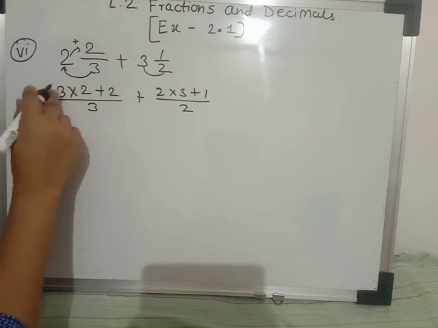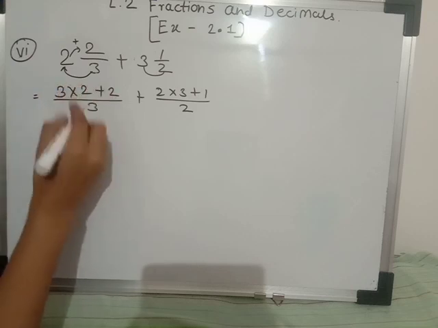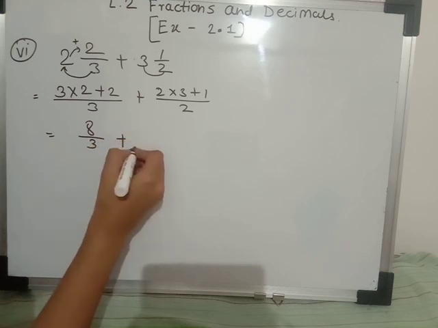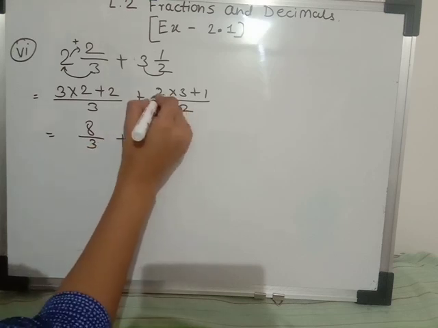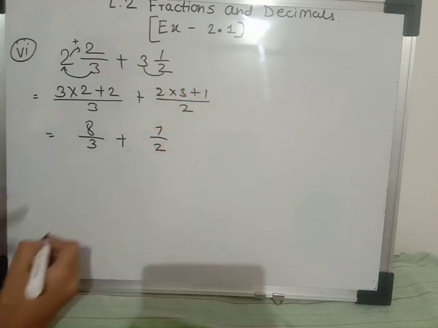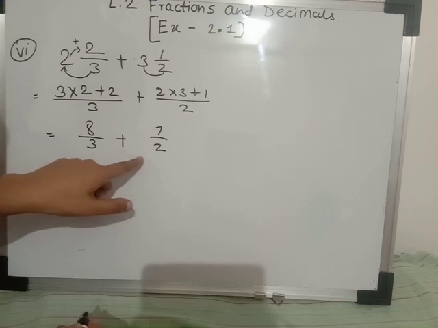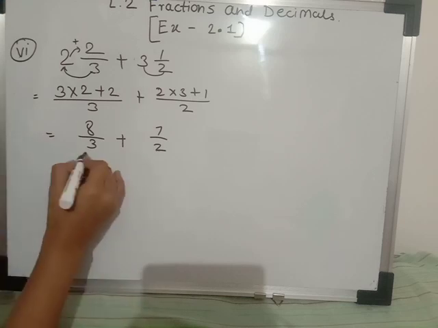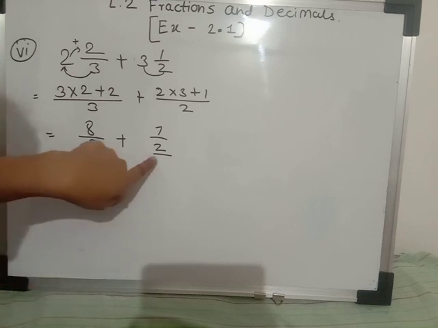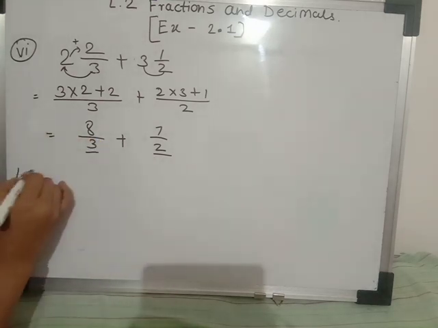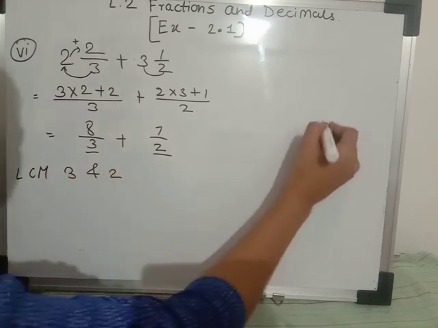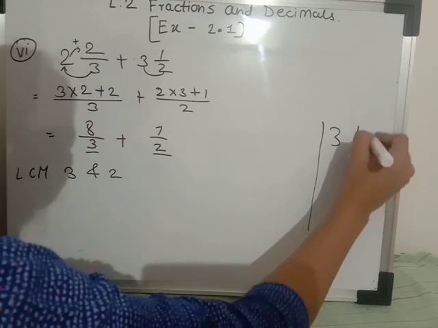Okay, so here 3 2s are 6, 6 plus 2 8. So here will come 8 by 3 plus 2 3s are 6, 6 plus 1 7, 7 by 2. So here we got the answers into the form of improper fraction. Now here denominators are different. Okay, so we have to make the denominator equal. So let's just find out the LCM of 3 and 2. Okay, so 3 and 2.